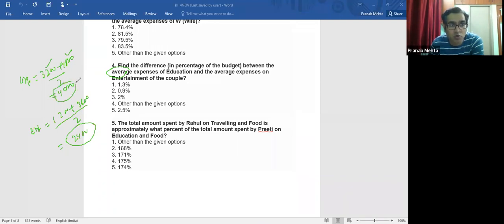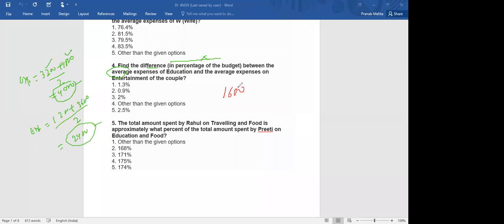Now just go slow. Read the question once again. Find the difference in percentage of the budget between the average expense of education and entertainment. First, forget about the percentage. Let me make this question a bit easy. Find the difference between the average expense of education and the average expense on entertainment. The difference in budget is 4,000 minus 2,400. What is the difference? 1,600. All of you, 1,600. Understood till here? Any doubt till here? No doubt. Now I proceed further.